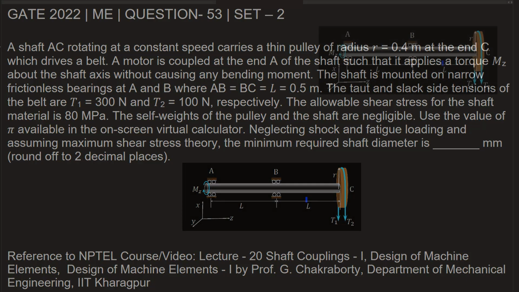Let's find this out. As per the maximum shear stress theory, the maximum shear stress in a member that is subjected to both bending and torsion is given by 16 by pi d cube, under root of bending moment square plus torque square. In this case, the torque T is nothing but mz, which we need to indirectly find out using the tensions in the belt drive.